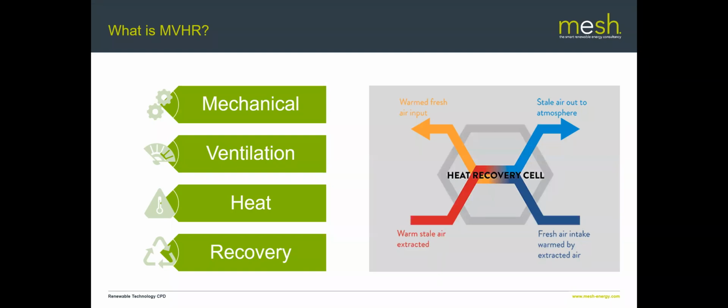And how does it do that? Well, it does it through a clever heat exchanger, where the cold outside air is preheated using the heat from the warm stale air which is being extracted from the house, and that happens in a big box or several big boxes.